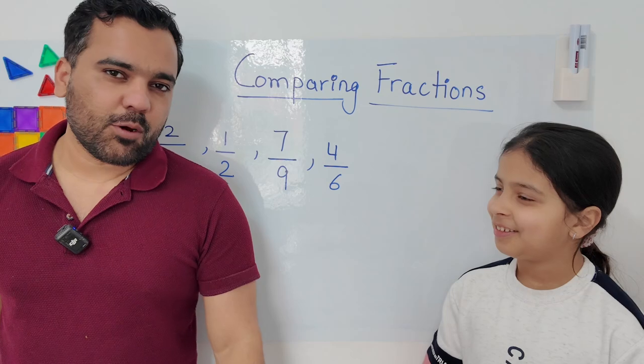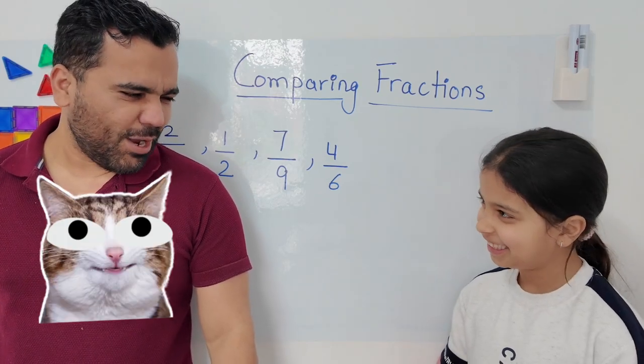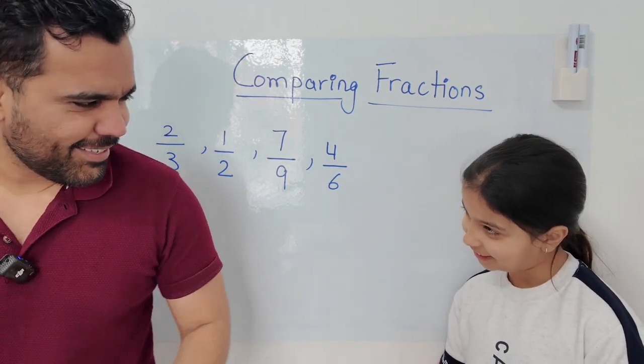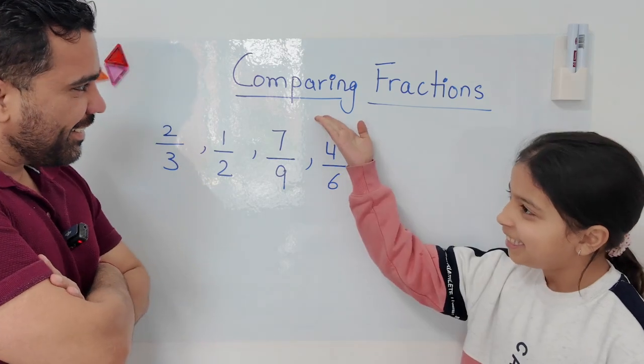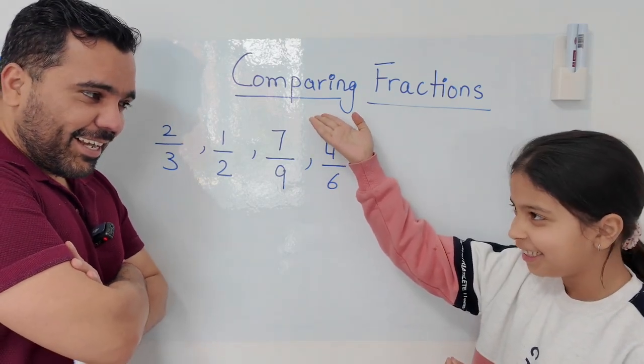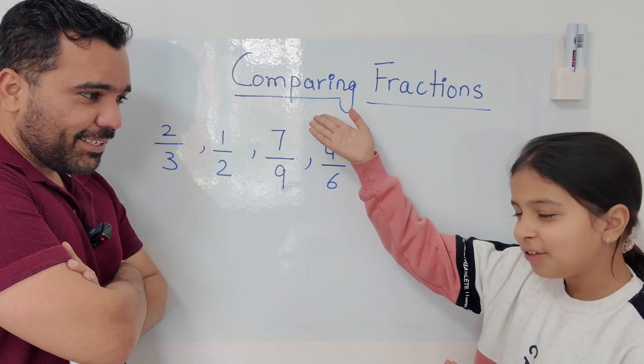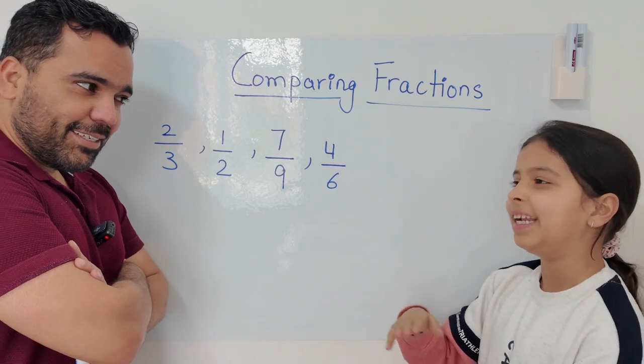Today we are going to learn about comparing fractions. What is this? This, what you wrote down on the board. And how do we compare fractions? You have to make the denominator common and then you compare the numerators.